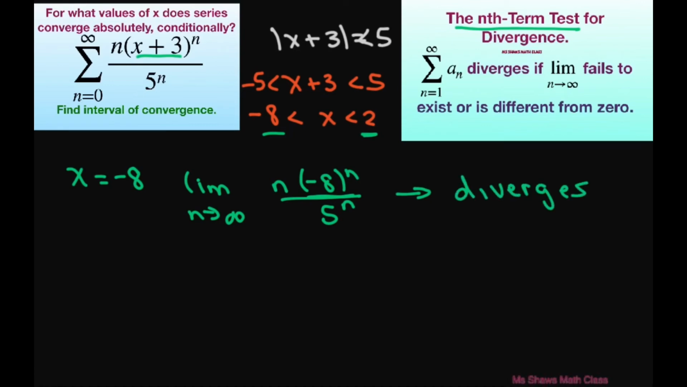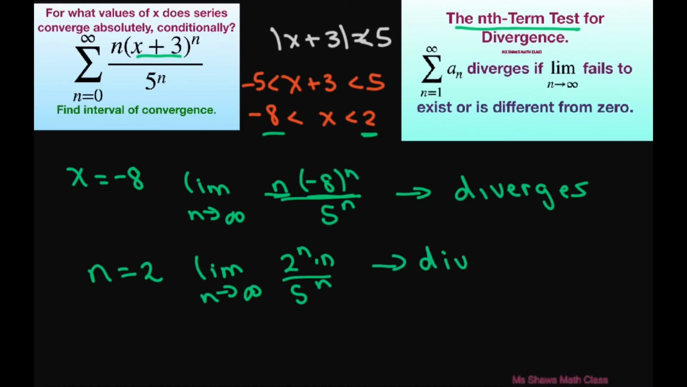All right, and then the same thing's going to happen for x equals 2, because you have this extra n here. So basically for 2, you're going to get the limit as n approaches infinity of 2 to the nth times n divided by 5 to the nth. And this is also going to be divergent by the nth term test for divergence, because it's going to be different from 0. Therefore, our interval of convergence is just going to be negative 8 to 2.